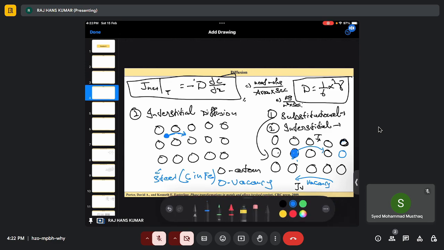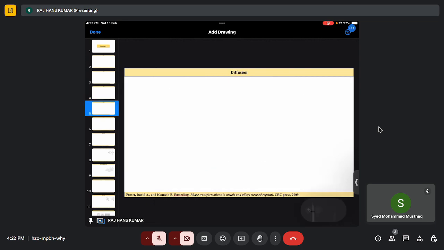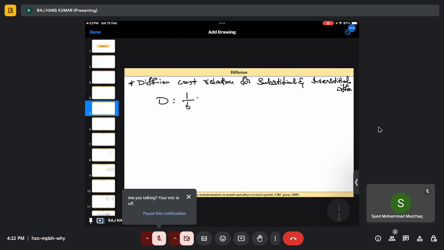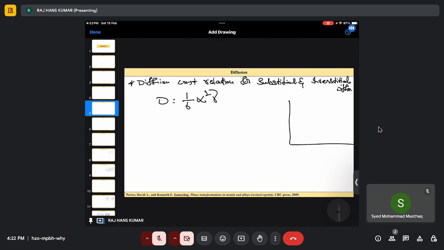Now, how do you define it, and what is the relation for the diffusion? Now we need to define the diffusion constant relation for substitutional and interstitial diffusion. Right. Now, what is my term? 1/6 alpha square, that is the lattice parameter, times jump frequency. Now the successful jump frequency. Now again, let's come to the energy barrier.